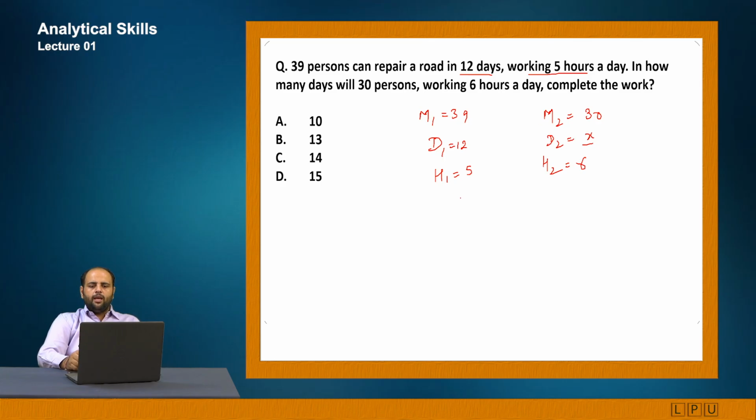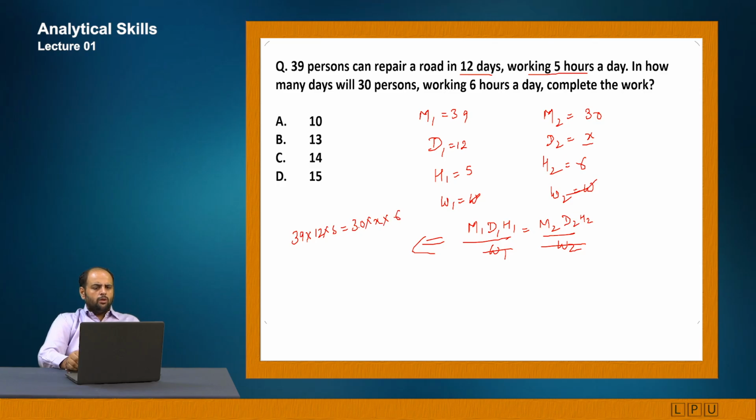As the work is same, if you assume W1 as W, then W2 will also be W, but it will cancel out. So the main formula is M1 D1 H1 upon W1 is equal to M2 D2 H2 upon W2, but as the work is same, it will be cancelled out. So if you want to put it, then put it, otherwise no need. So what will be the M1 value? It will be 39 into 12 into 5, and it should be equal to 30 into X into 6. Okay, now just solve the values.